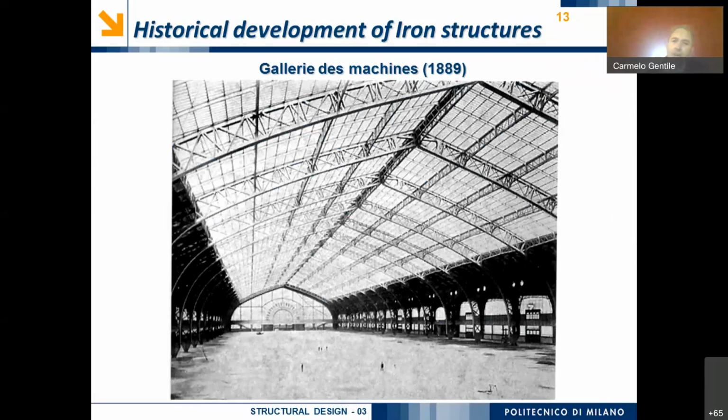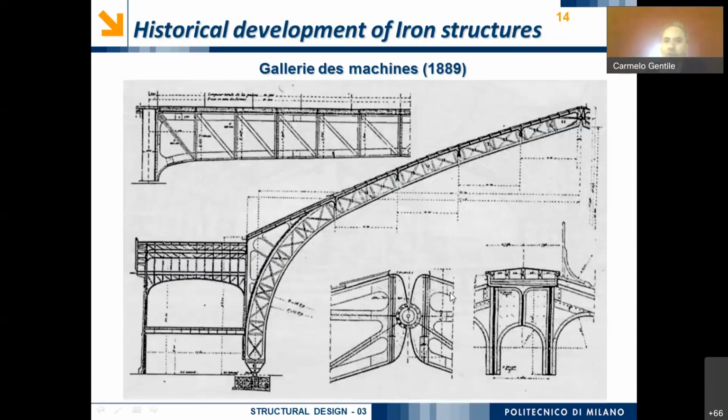In addition, you can see here a picture of the Galerie des Machines after its completion, and of course you can easily understand that this is the size of a man, and so you can appreciate the overall dimension of the Galerie des Machines. And here you can see some drawings of the structure.